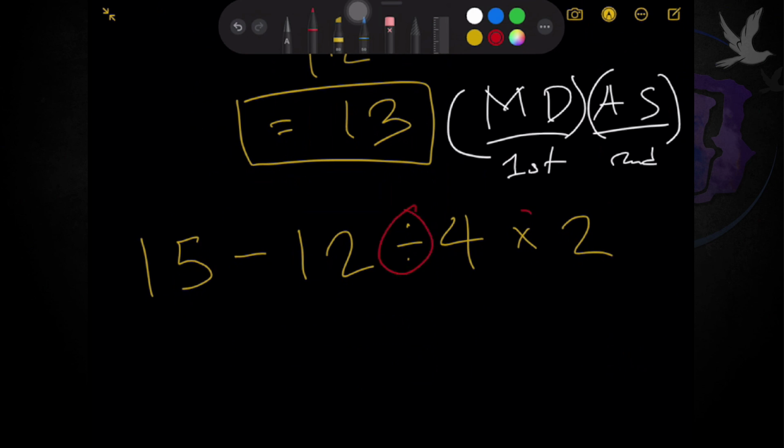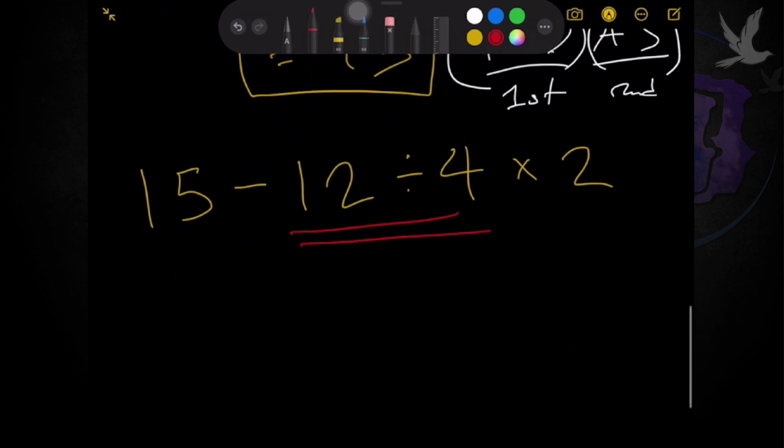So if you notice, we have subtraction, division, and multiplication. So you have to figure out which you are going to do first. Are you going to do multiplication first or division? Then again, like the rule says, whichever comes first, since multiplication and division belong in the same group, you have to deal with whichever comes first, which in this case is division. So 12 divided by 4 will basically give us 3. And rewriting everything, we have 15 minus and times 2.